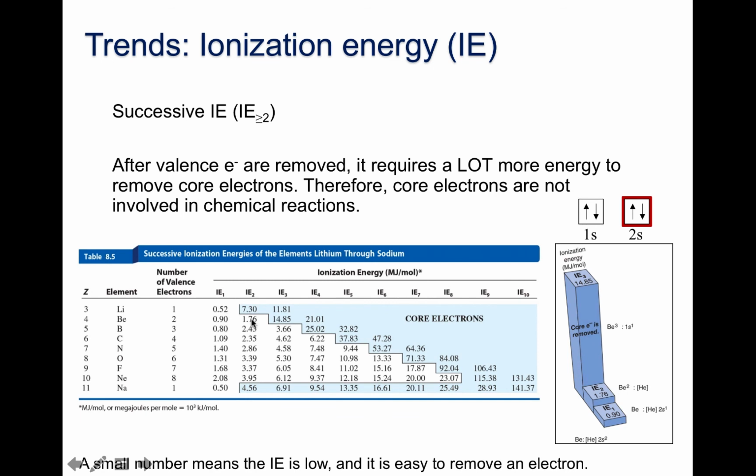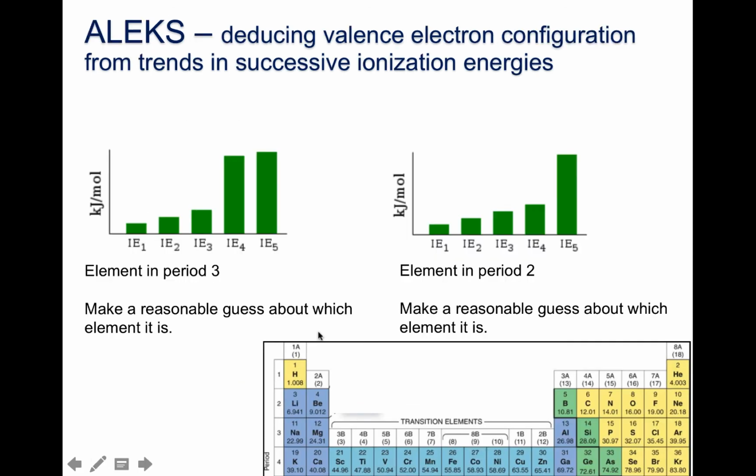And then when we go from removing the valence electrons to the core electrons, there's a sharp increase in the ionization energy. And you can see that in all of these elements. Once the valence electrons are removed, there's a sharp increase in the amount of energy it takes to remove an inner or core electron. And so there's going to be an ALEKS question about this, and what you want to do is figure out which element is represented by the successive ionization energies shown in the diagram.